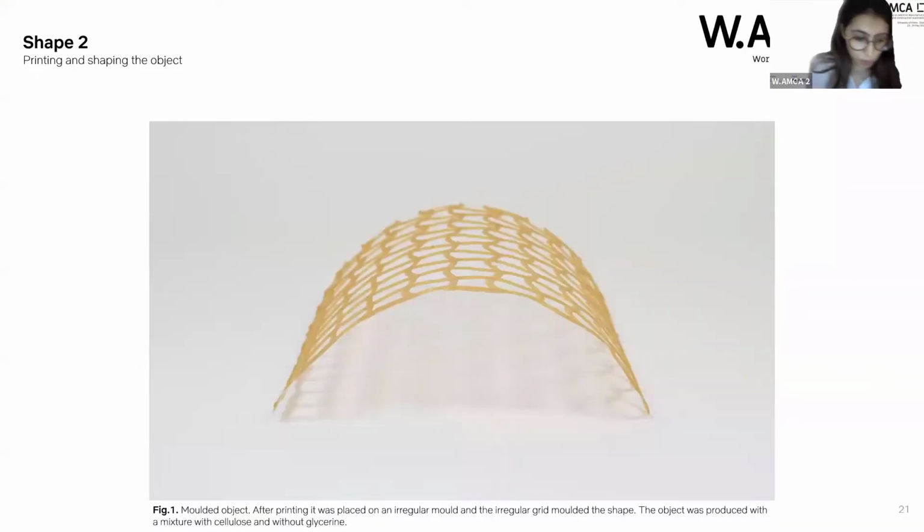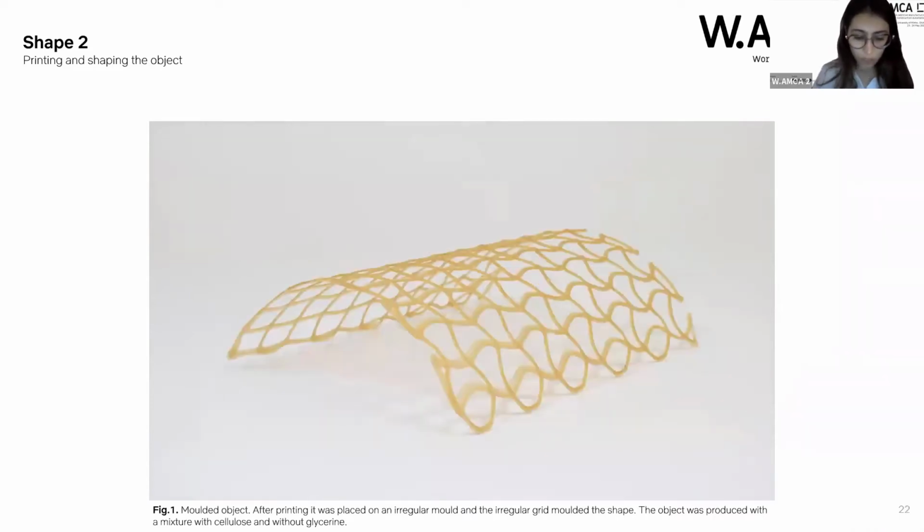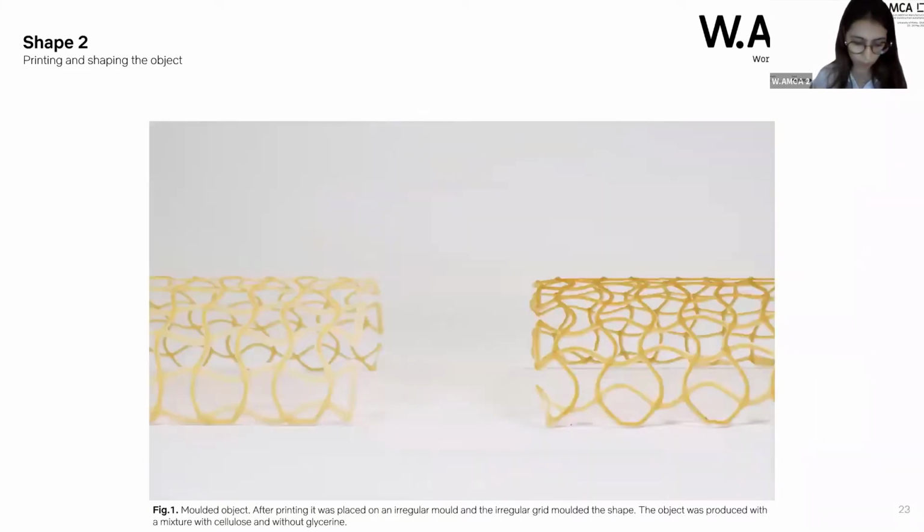So after printing the previous grid, I put the irregular grid into a mold, and the grid acquires the shape like the image that you can see. Through the observation of the image, it is possible to observe the rigidity, the hardness of the shape acquired by the object after drying.